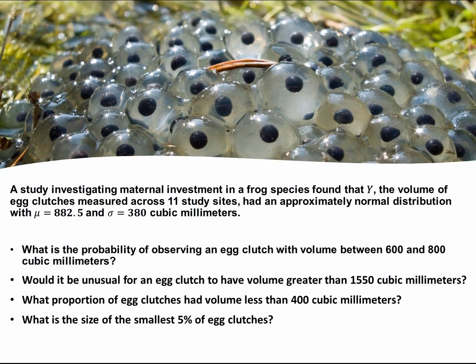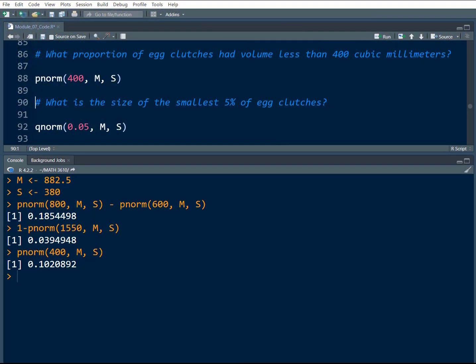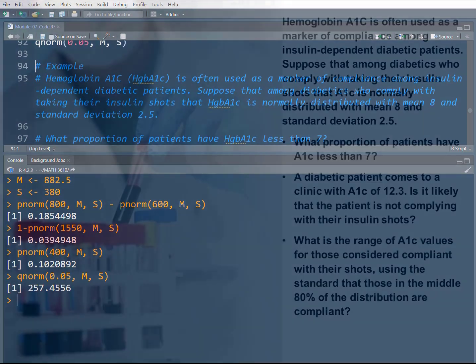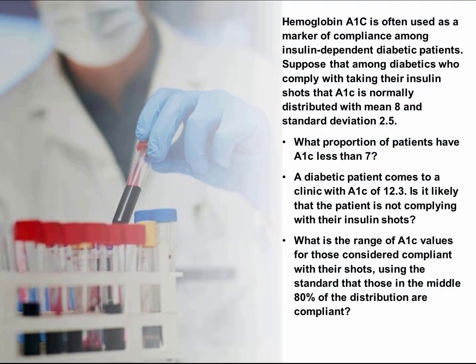What is the size of the smallest 5% of egg clutches? We find the 5th percentile using the qnorm command. We find it to be 257.46. Let's consider one additional example. Try pausing the video and working this one on your own first.